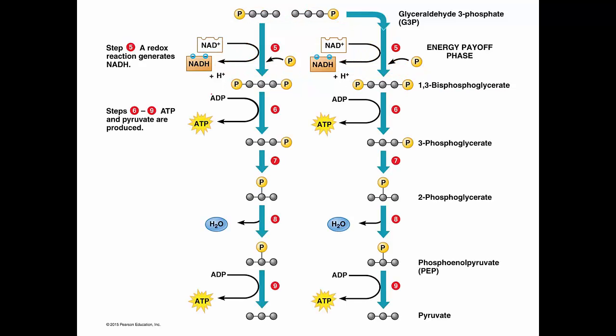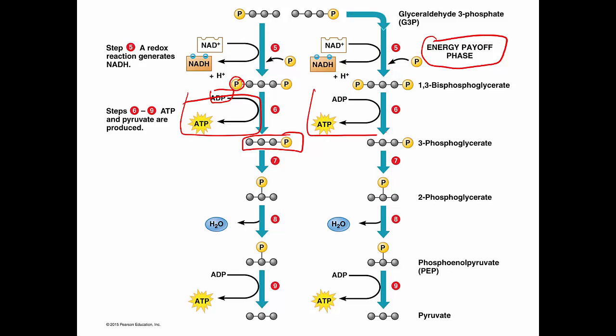Next, we have ADP converted to ATP. Remember, this is the energy payoff phase, so now we're actually going to get ATP back. In the energy investment phase, we invested 2 ATP. Here we're going to get 4 ATP back for a net gain of 2 ATP. So here again, we have ADP turned into ATP. 1,3-bisphosphoglycerate gives up one of those phosphate groups, and now it's left with only one phosphate group on one side. Again, this happens twice. So in step 6 of glycolysis, we have 2 ATP molecules generated.